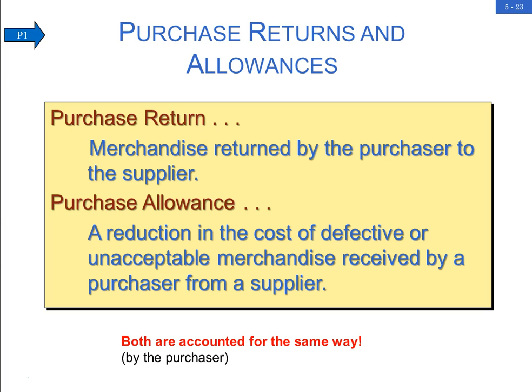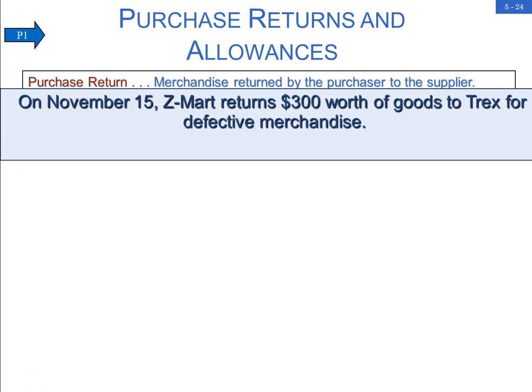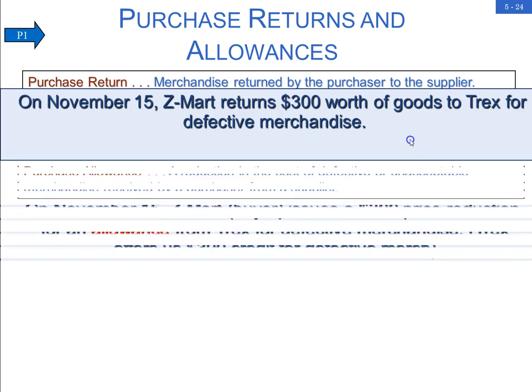Both are accounted for, fortunately, the exact same way, and both are really the exact same example. It's where we've purchased goods from our supplier, and for some reason, we're not happy with the goods. In one example, the returns, we're actually sending it back. In the other one, we're just calling and complaining about the fact that we don't like it. So let's take a look at how to account for them. Let's assume, first with a return, we're going to use as an example, on November 15, we returned $300 of the goods to Trex Company because it was defective merchandise, okay?